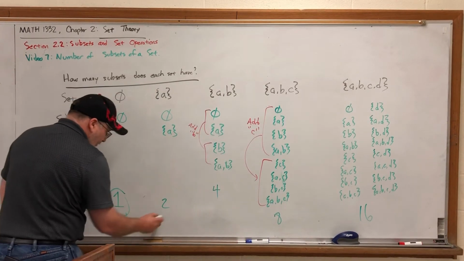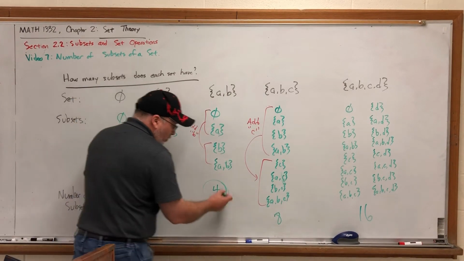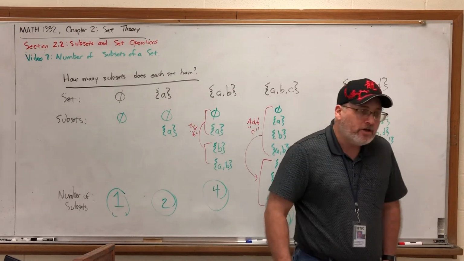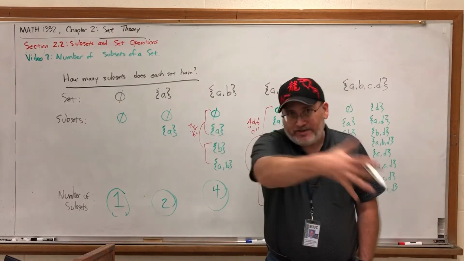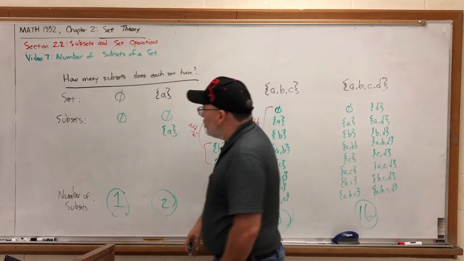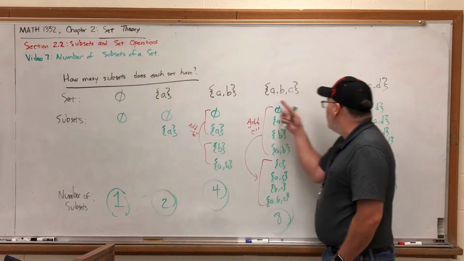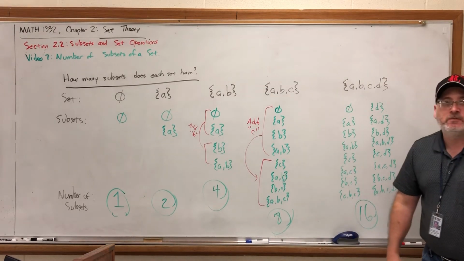1, double to get 2, double to get 4, double to get 8, double to get 16. And that's a nice pattern going from one cardinality to the next. Remember, cardinality is the number of elements. 0 elements, 1 element, 2, 3, 4, but what if there were 10 elements?